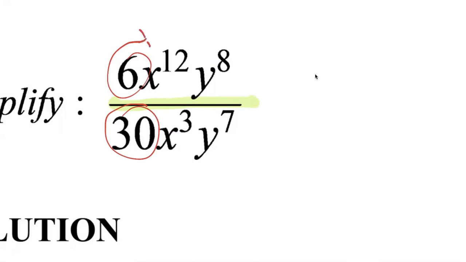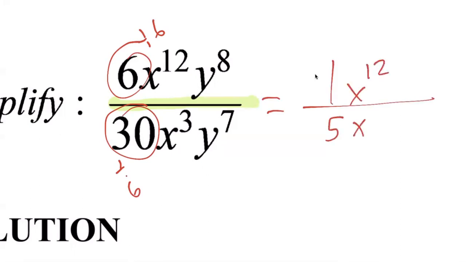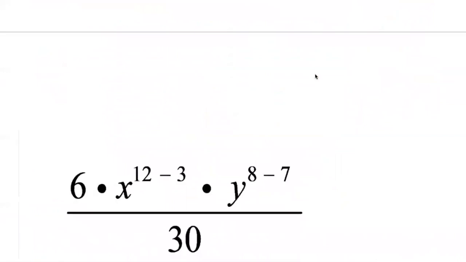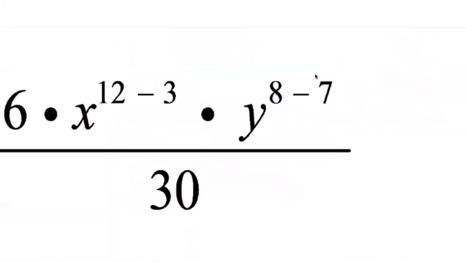So we can divide the top and the bottom by 6. All right, and then of course that would give me a 1 and a 5. And then of course I'm going to leave the other part the same. All right, now if we're following the quotient rule, after we've divided out our 6, then we can take care of our x's and our y's.